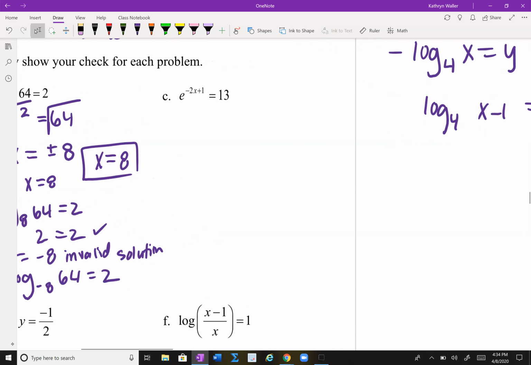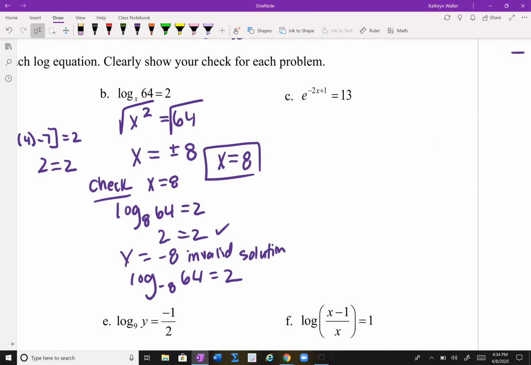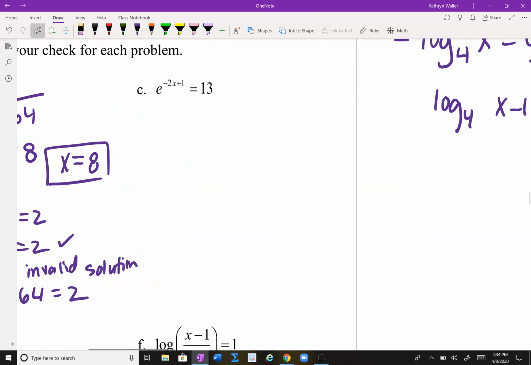Okay, question C. The nice thing about question C is it's not a log, it's an exponential, so you actually don't have to check it. I'm stuck because everything is within that e. It's part of the e. So I convert it. So I'm going to go log base e of the other side, which is 13, is equal to negative 2x plus 1. Log base e is the same thing as ln. So you really have ln 13 equals negative 2x plus 1. You can write it as log base e or ln, it doesn't matter.